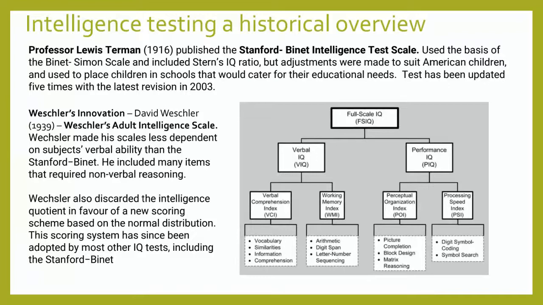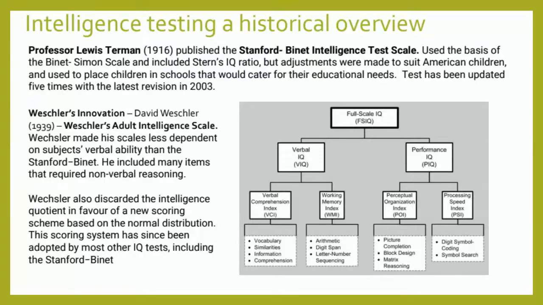And then David Wechsler came along, and he developed in 1939 the Adult Intelligence Scale. So he moved away from the verbal ability of children, and he included items that were now more comprehensive, including not necessarily verbal, but also non-verbal reasoning. He discarded that whole issue of the IQ, the intelligence quotient, and he looked at a new scoring system based on a normal distribution in a population. And his way of scoring this has now been accommodated into other tests.